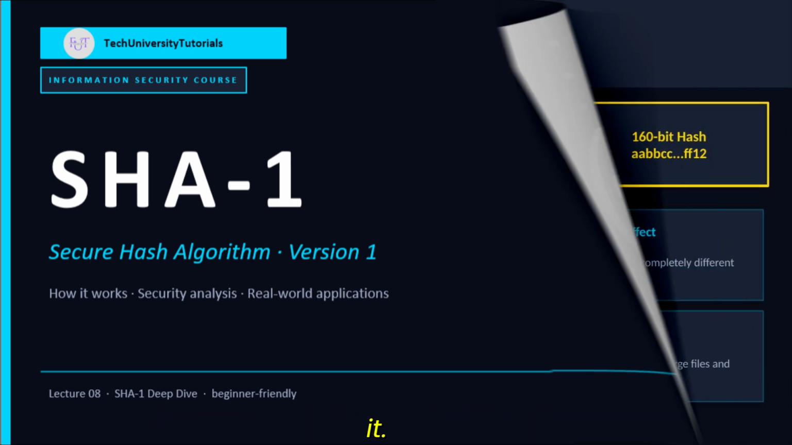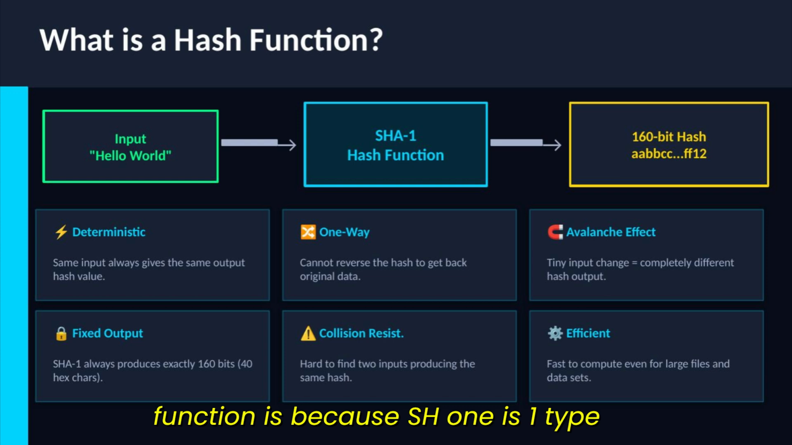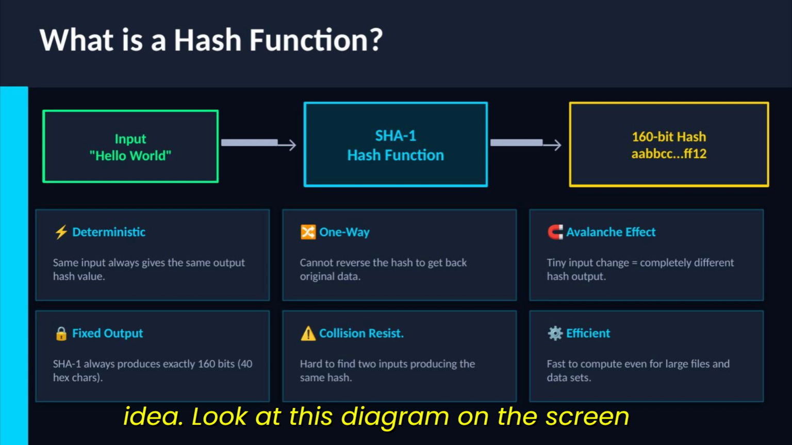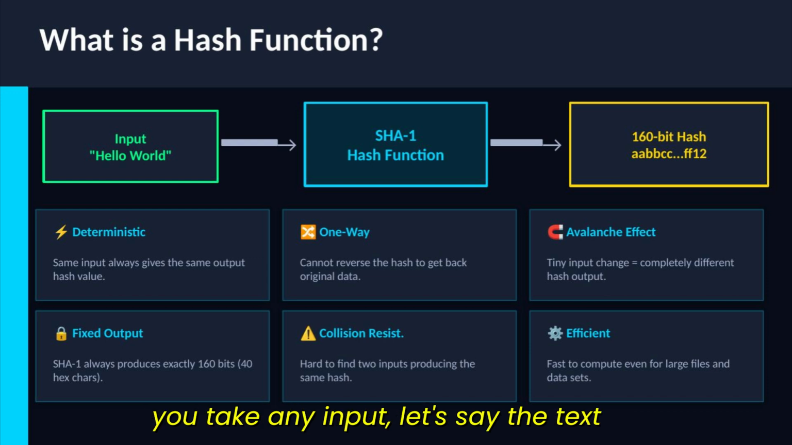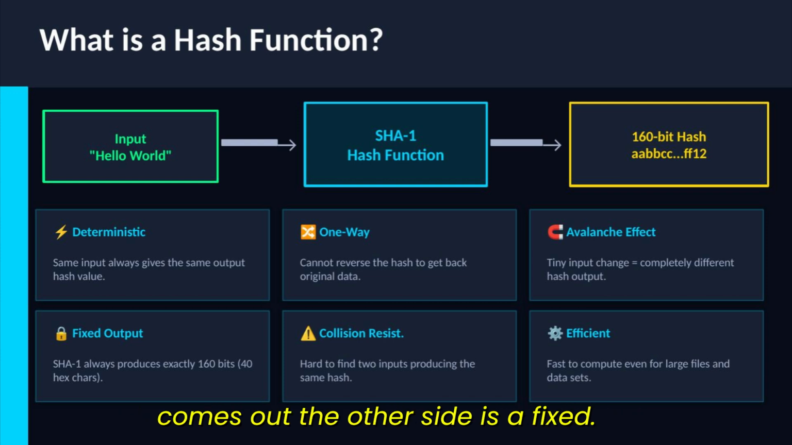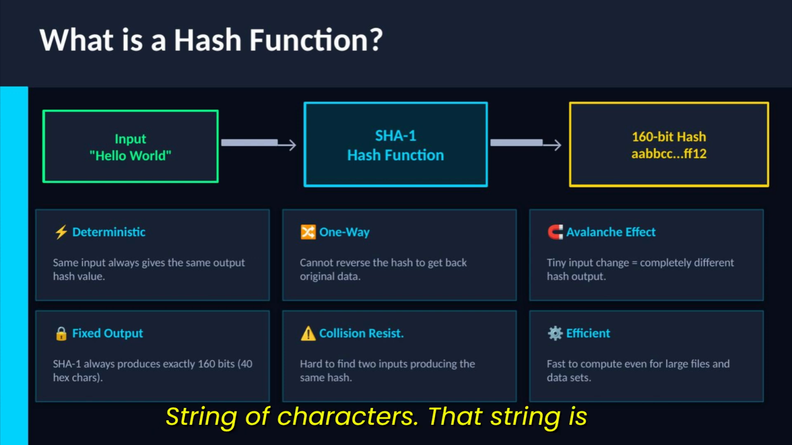Let's get into it. Before we talk about SHA-1 specifically, we need to understand what a hash function is, because SHA-1 is one type of hash function. So here's a simple idea. Look at this diagram on screen. You take any input, let's say the text hello world, you pass it through SHA-1, and what comes out the other side is a fixed length string of characters. That string is called a hash or digest.